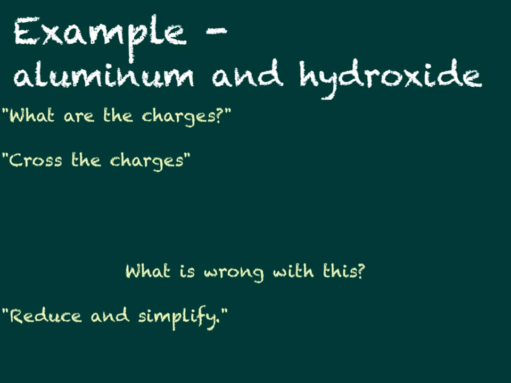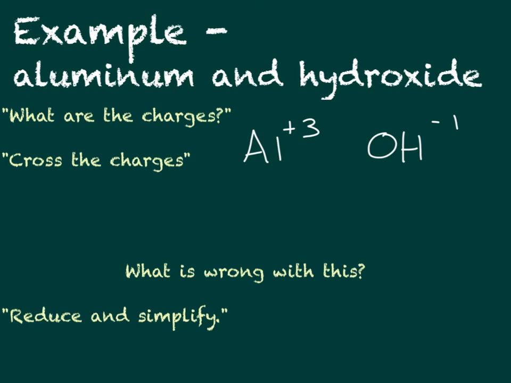For our next example, we're combining aluminum and hydroxide. So aluminum is Al, and hydroxide is OH. Aluminum, if we look it up on the periodic table, has a +3 charge, and hydroxide has a -1 charge. Now keep in mind that hydroxide is a polyatomic ion, so the -1 charge applies to the entire OH structure.